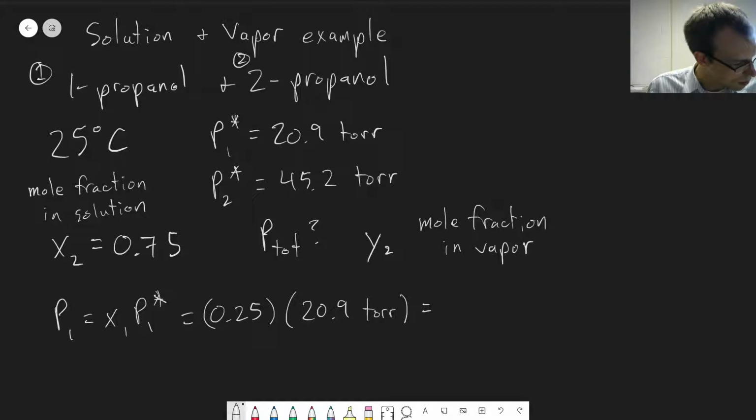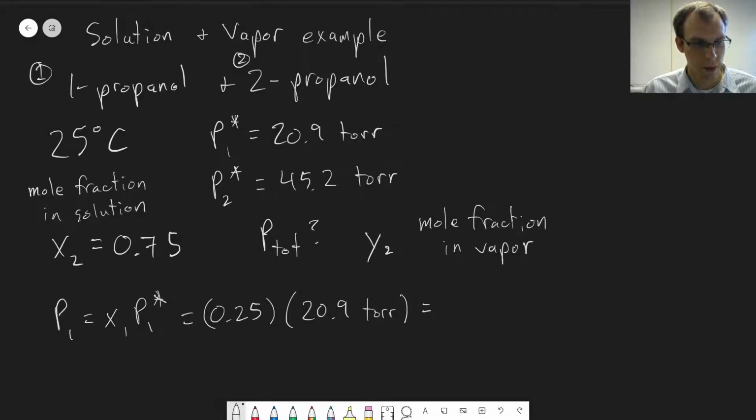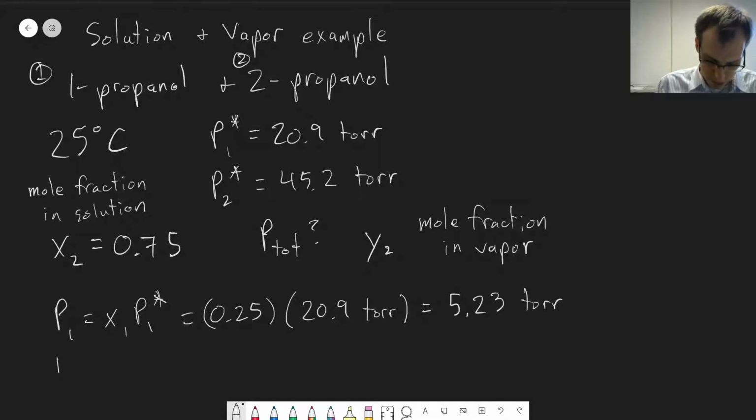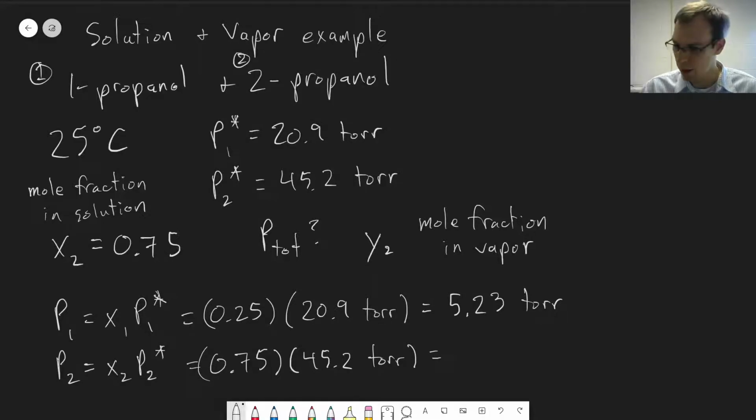Let me just pull up my calculator real quick. I don't have this already calculated. So we have 0.25 times 20.9, which equals 5.23 torr. And P2 is equal to X2 times P2 star, which is 0.75 times P2 star of 45.2 torr. So 0.75 times 45.2 is 33.9 torr.